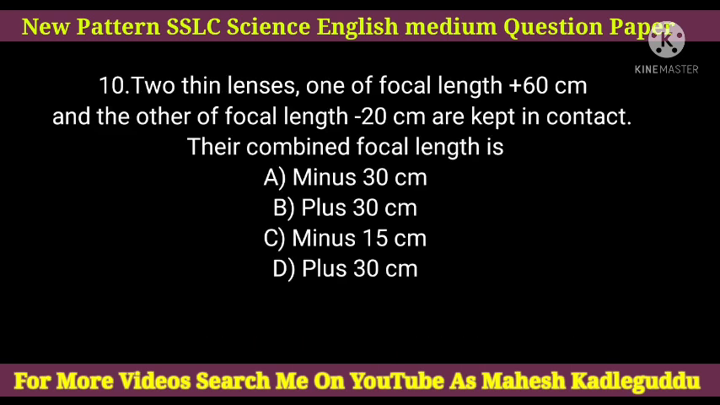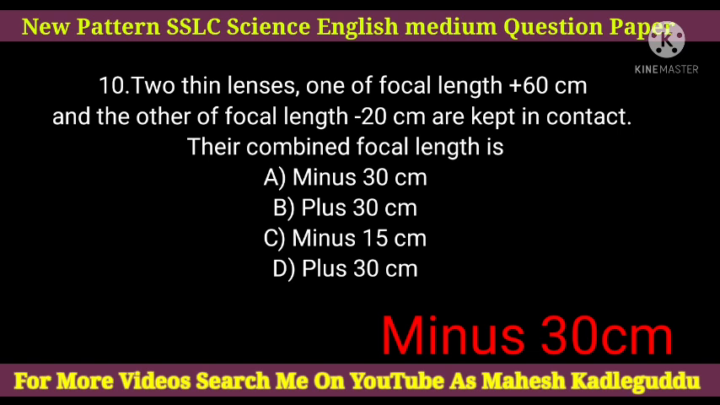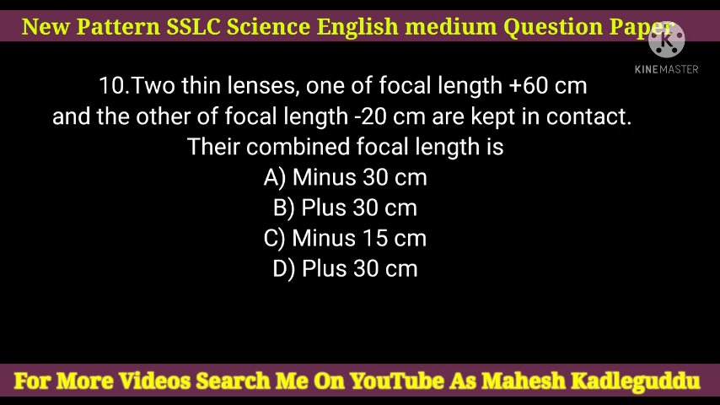Next, 10th question is, two thin lenses, one of the focal length plus 60 centimeter and other of focal length minus 20 centimeter are kept in contact. Their combined focal length is, the answer is minus 30 centimeter is the right answer for this question. Next, move on to 11th question.